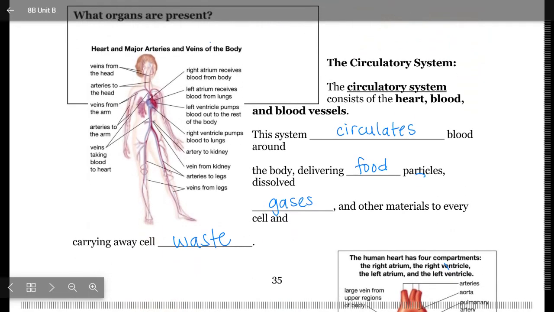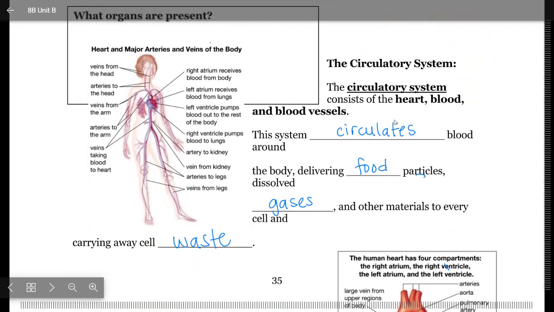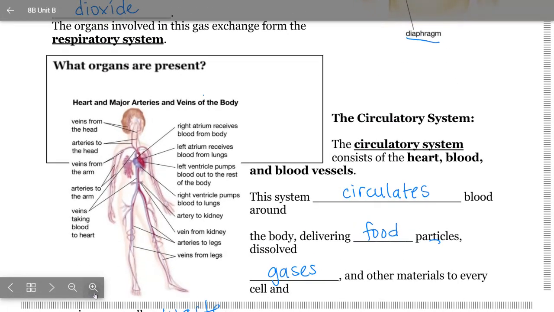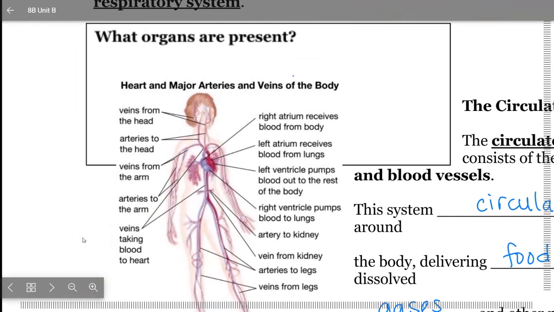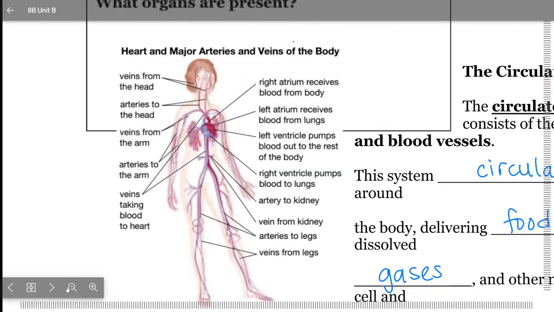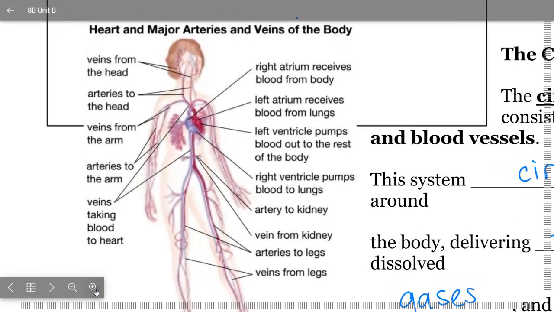Now we're going to go to the circulatory system. The circulatory system consists of the heart, blood, and blood vessels. This system circulates blood around the body, delivering food particles, dissolved gases, and other materials to every cell and carrying away cell waste. This is the most important system we're going to have because this is what supplies every cell the energy to perform their activity.